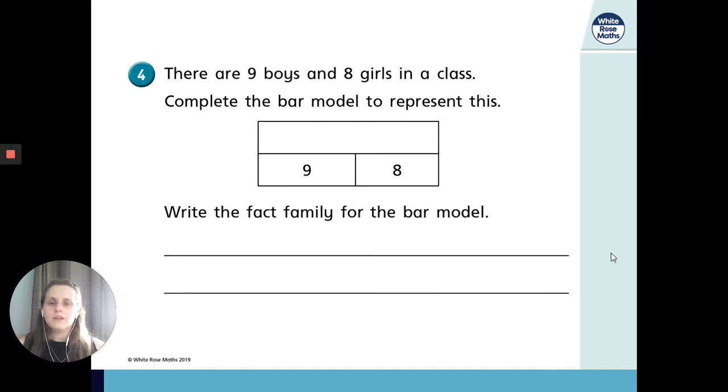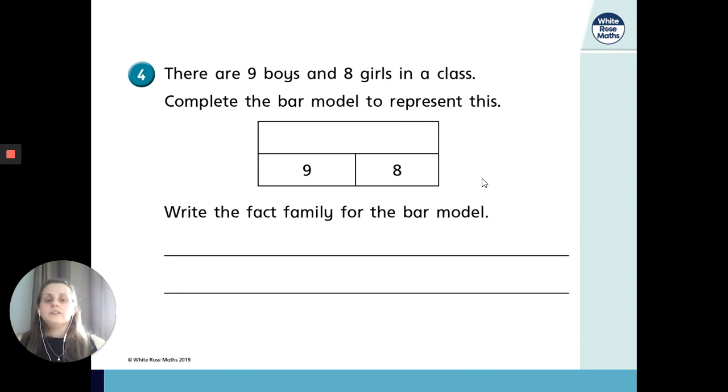Okay, number 4. There are 9 boys and 8 girls in a class. Complete the bar model to represent this. So the biggest number goes on the top in our bar model, like that. We've got a full bar, so that's the biggest number, whereas these are 2 parts. So write the fact family for this bar model. Now there's loads and loads of calculations for this one, so it'll take you a while to do this. It's like going back to question 2 where we had all those different calculations.